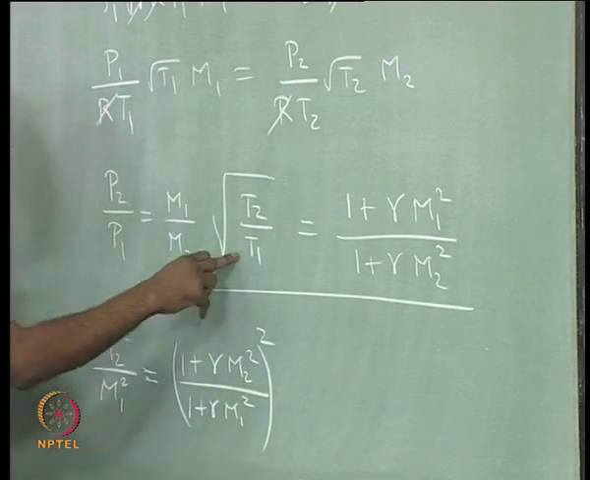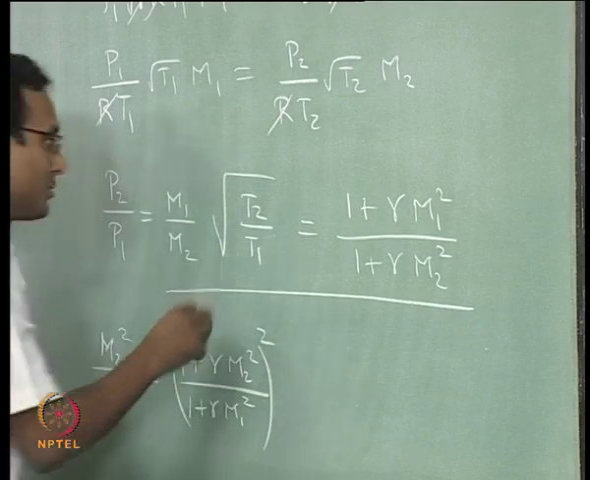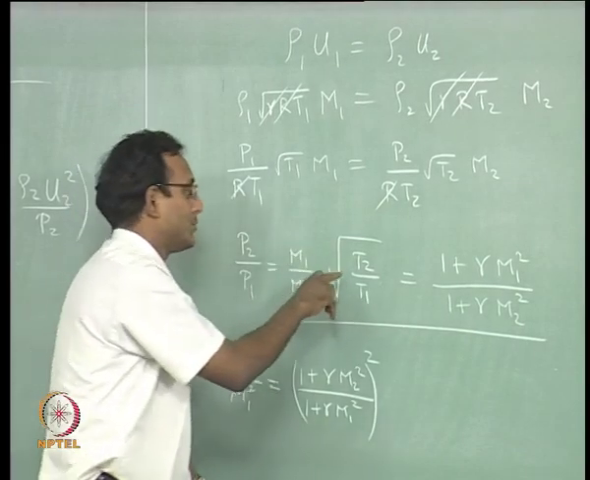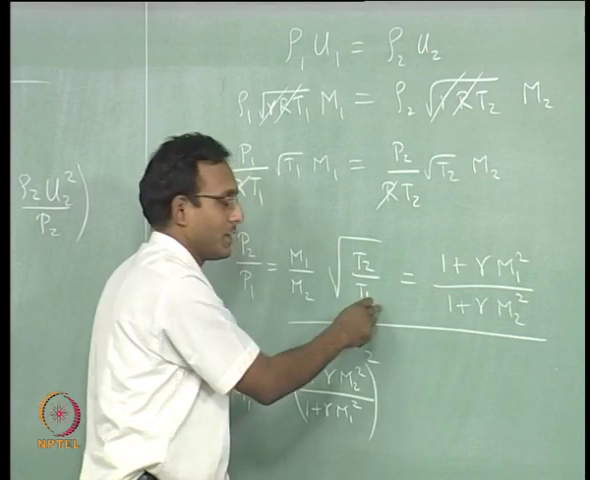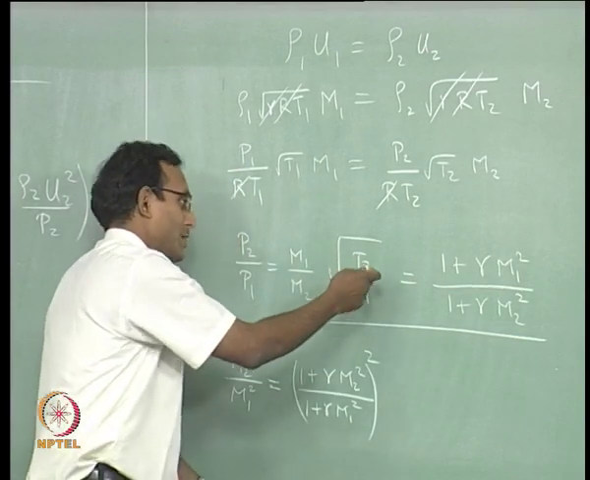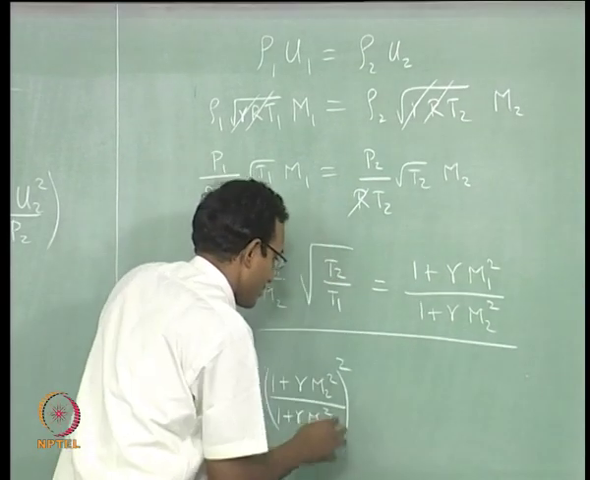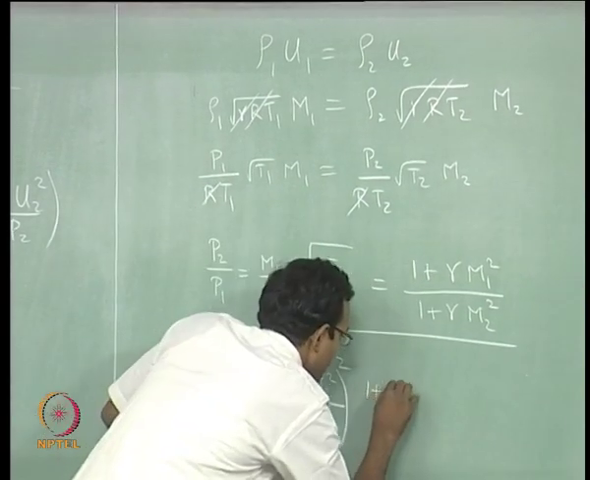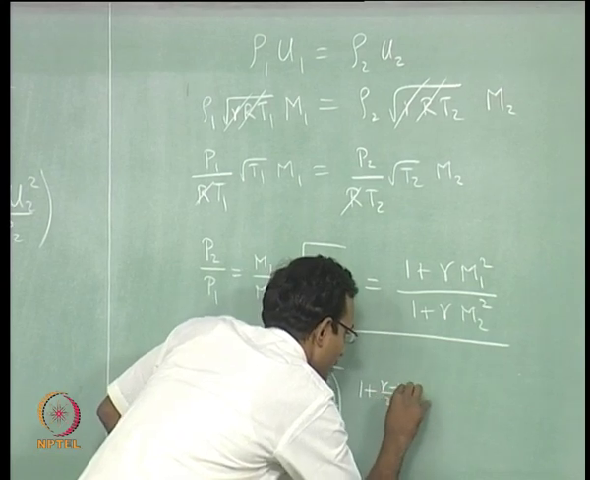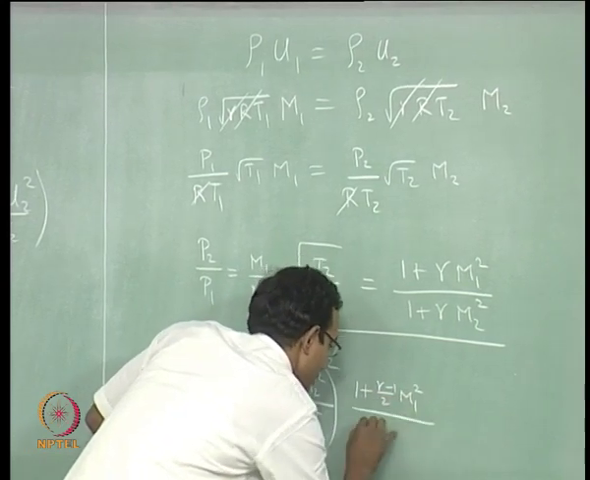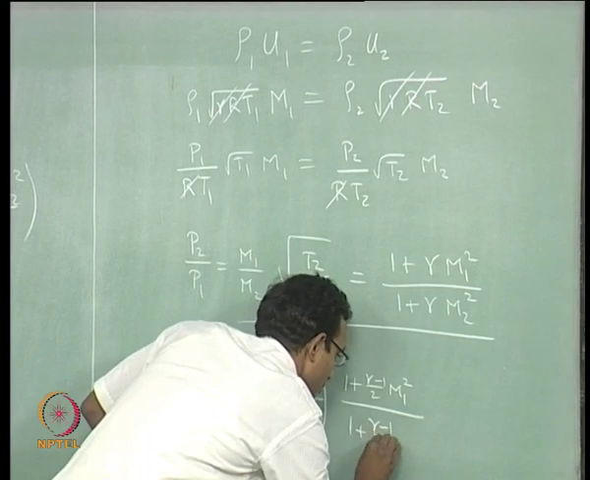Times I will have T2 by T1, I have squared it. So, T2 on the numerator will be equivalent to T2 by T naught divided by T1 by T naught. So, it will be equivalent to T naught by T2 in the denominator, T naught by T1 in the numerator. So, I will write T naught by T1, M1 square divided by 1 plus gamma minus 1 by 2 M2 square.